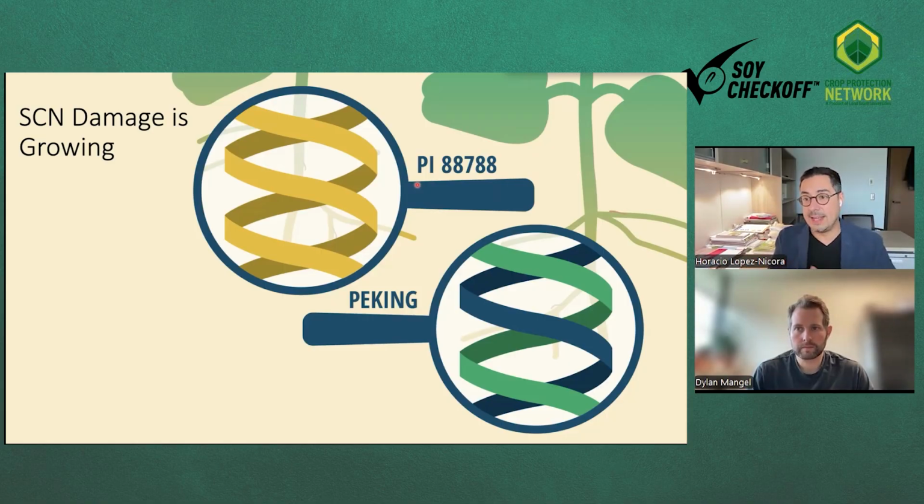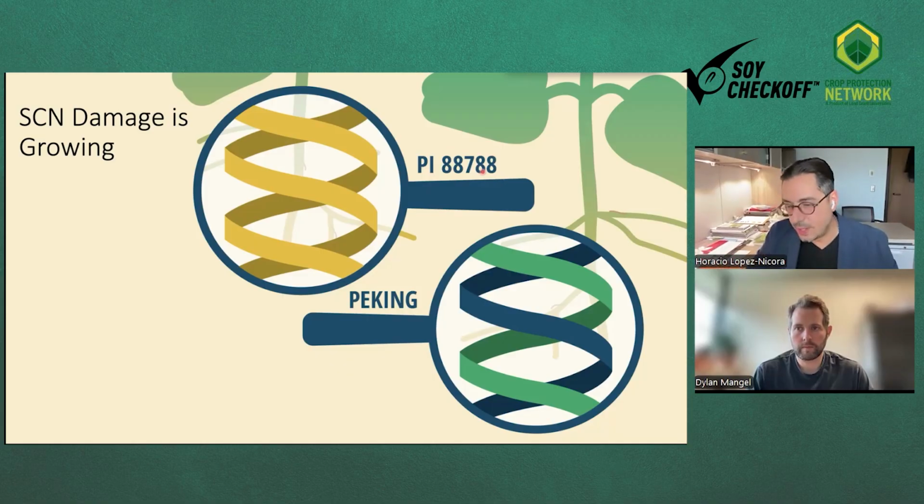This exerted a selection pressure on that population, which shifted the virulence. So a population that we could manage very well with PI 88788 was able to adapt and now reproduce at levels above 10% compared to a susceptible, which means that now there are populations that can reproduce, for example, at 80% compared to a susceptible, which means that PI 88788 is only 20% effective.